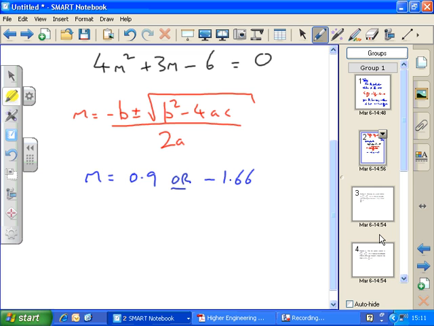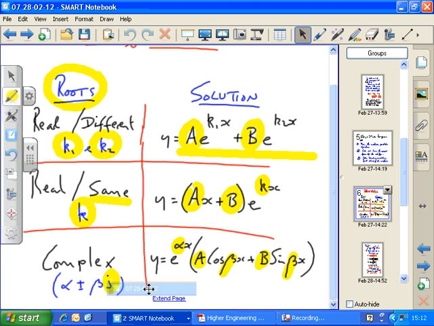So these are two real distinct roots. And if we refer back to that table of results that you can see on the notes from last time, there's three possible solutions for the general differential equation. One is where we've got two real different roots. That's this first case, that's the one we've got here.